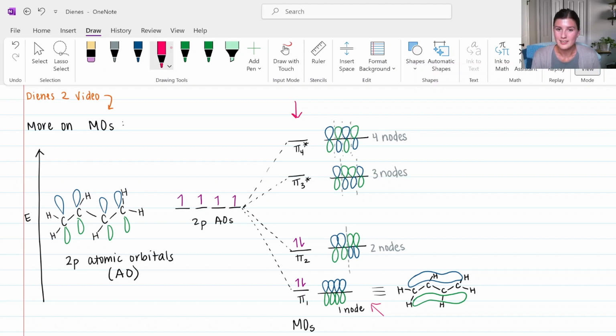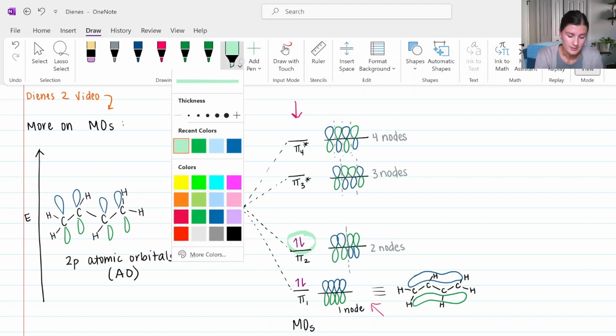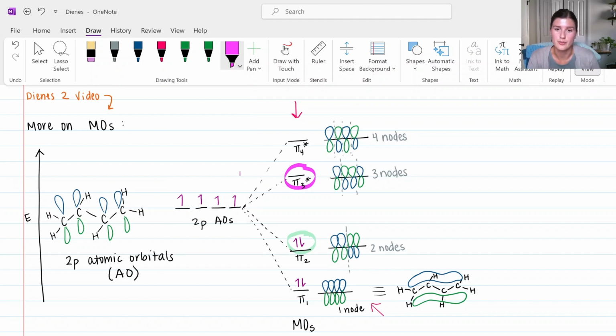This also tells us that if this molecule were to give up or donate electrons in a chemical reaction, it would donate electrons from this pi 2 molecular orbital. And if it were to accept any electrons, it would accept electrons into the pi 3 higher energy antibonding orbital. So again, this helps us understand where electrons are located in the molecule.